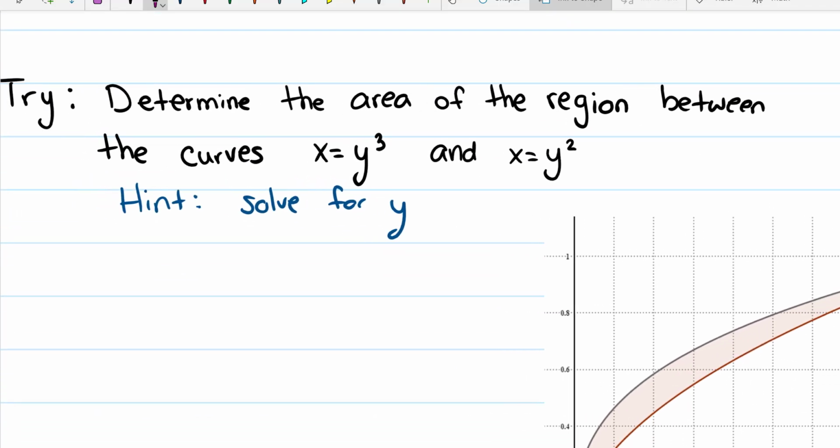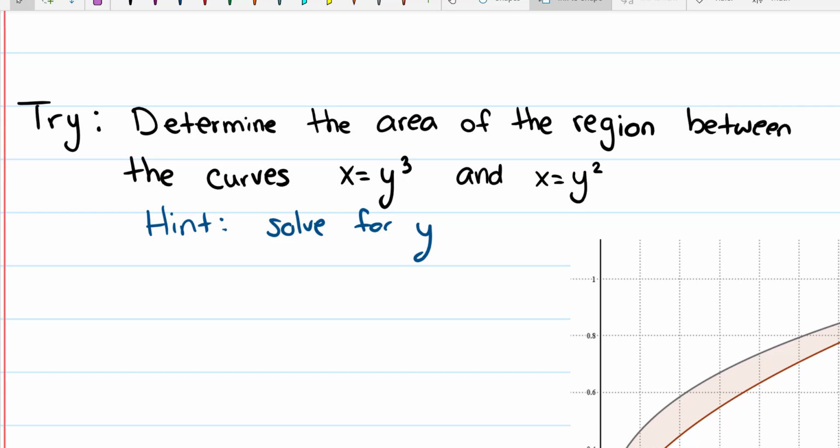Now on your own, I want you to determine the area of the region between the curves x equals y cubed and x equals y squared. My hint for this one is to solve for y to get the intersection points.